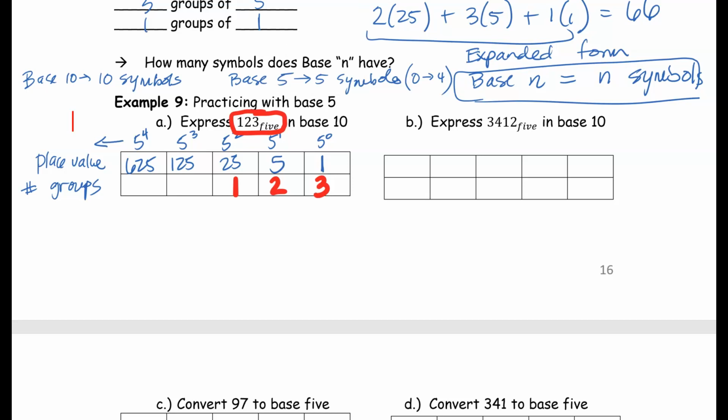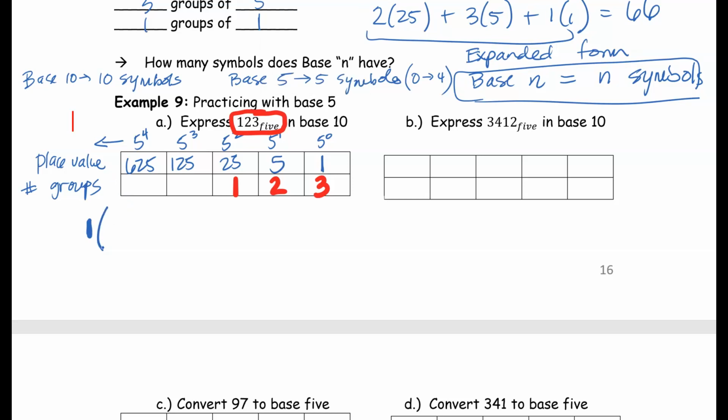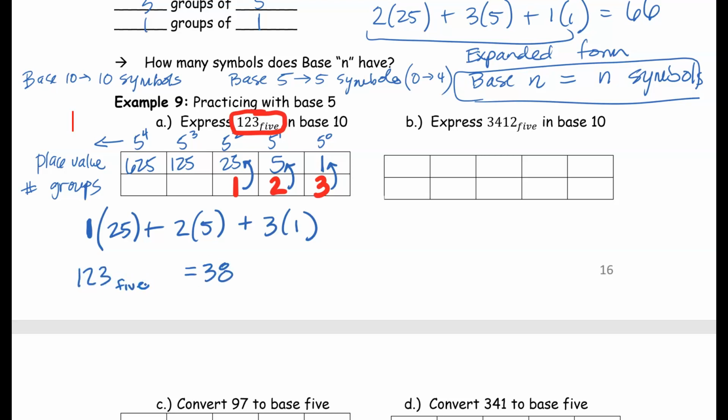So now what we do is we are going to write it in expanded form. So 1, 2, 3 base 5 means that you have one group, that's better, of size 25. You have two groups of 5, and you have three groups of 1. So I'm taking this number in red and I'm multiplying it by that one. Okay, so I'm multiplying these and then I'm adding them together, just like in base 10. And so if you work that all out, you end up getting 38. So 1, 2, 3 base 5 is the same thing as 38. It's just a different way to write it.